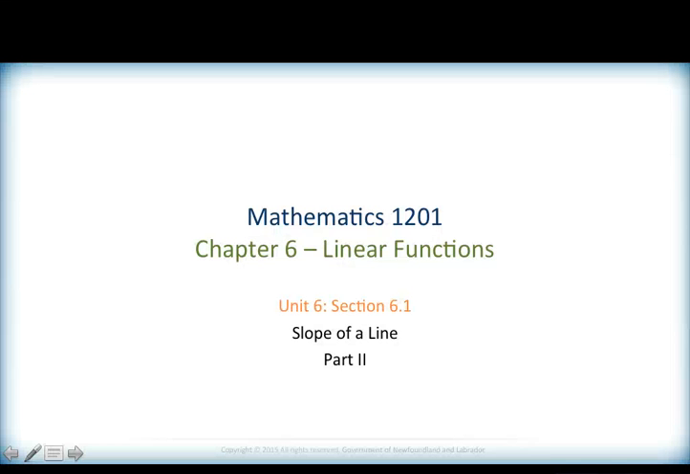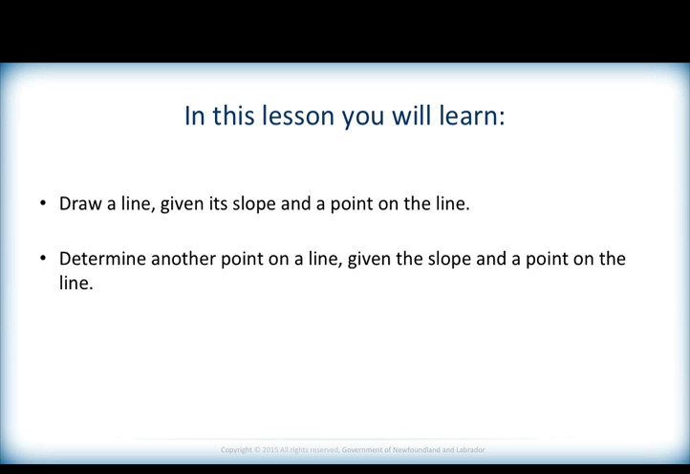In this lesson, we will look at Unit 6, Section 6.1, Slope of a Line, continuing on from Part 1. In this lesson, you will learn how to draw a line given a slope and a point on the line. And we will also determine another point on the line given the slope and a point on that line already.